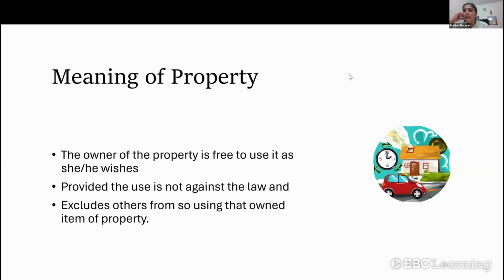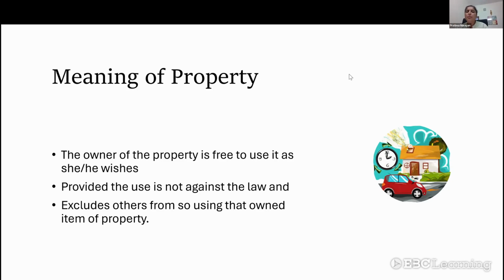Does it exclude others from using the same? Now Pulkit is in a rented flat. Yes, ma'am. Tomorrow, the owner of that flat should not say, okay Pulkit, you use this small portion, I'll bring one more person and put them there, unless it's a shared space. So it should exclude others from using that owned property.